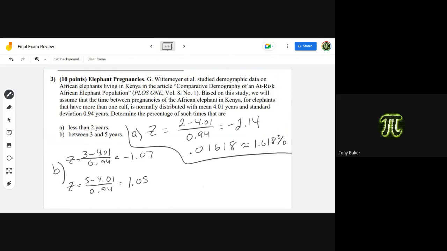Okay. So we'll look for the 1.05 first. And we get 0.85314. That's the 1.05. And then we have the 1.07. That's the negative one. So negative 1.07 is 0.14231. And then we subtract those two. That'll give us between it. But remember, the 0.85 is all the way over. So if we're going to subtract off the beginning part, yes.